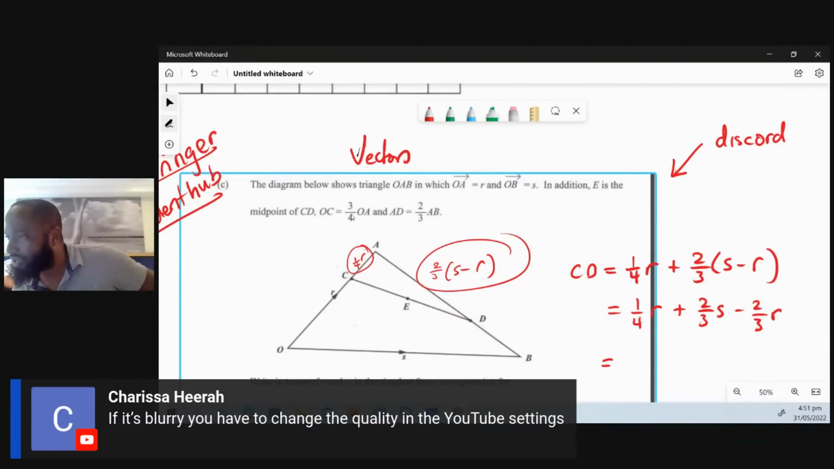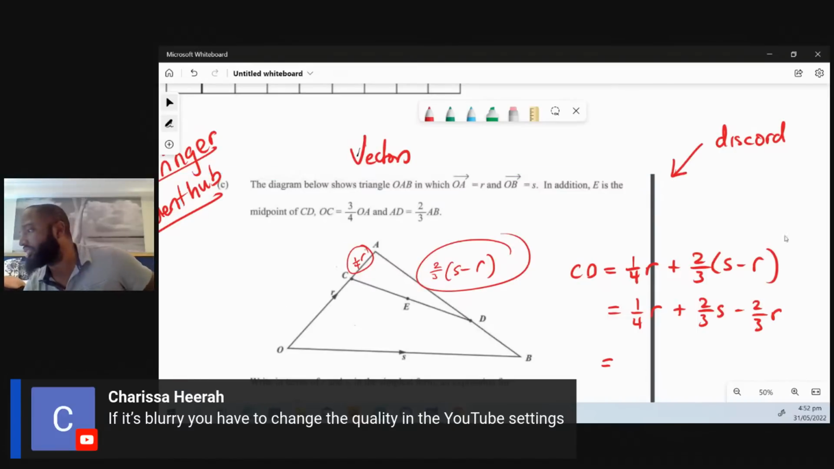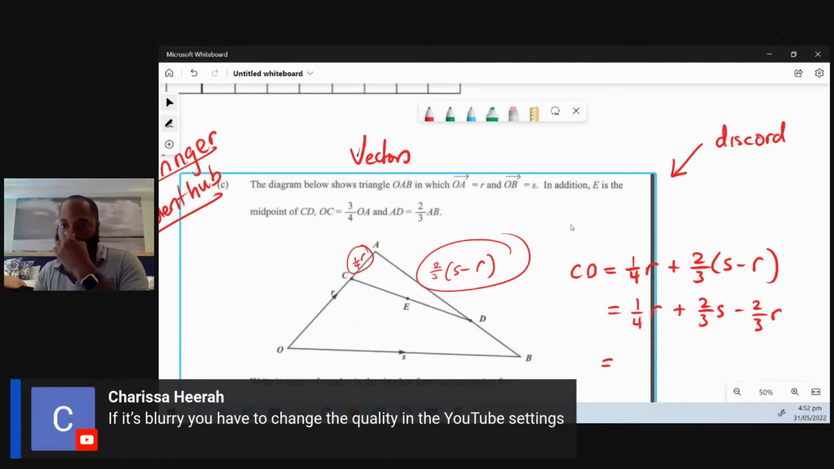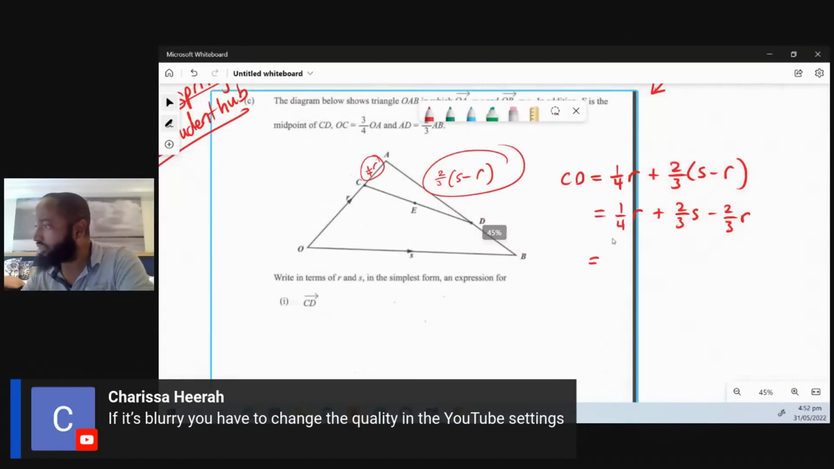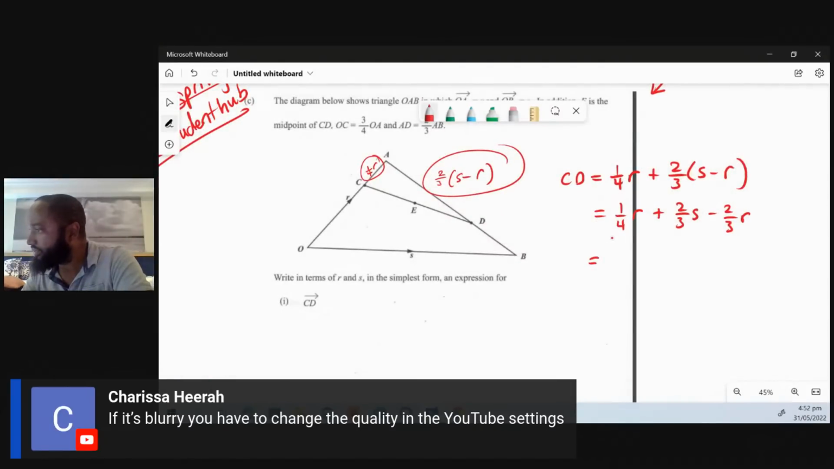So OA was R. OC is 3/4 of OA, so CA is a quarter. And AD is 2/3 of AB, but AB is really negative R plus S, so S minus R. So just fix the quality of the stream and stop complaining if it's blurry. So this is a quarter R minus 2/3 R. So this is a quarter minus 2/3 R.